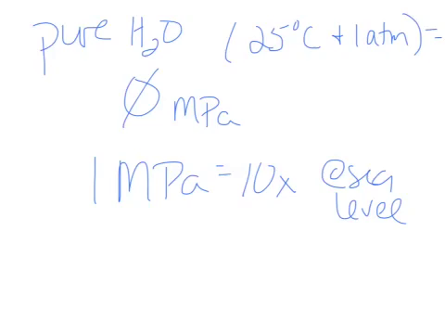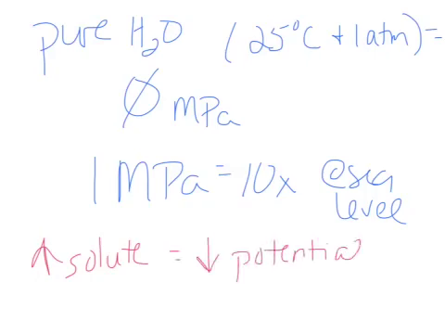So the addition of solutes is going to lower water potential. When I increase the solutes in my solution, that's going to lower its potential. It makes it more negative. Basically what it does is it takes up the quote-unquote free water. The water molecules are more attracted to the solute, and so they're less likely to move. So when I add solutes to the water, that's going to lower its potential and make it more negative.